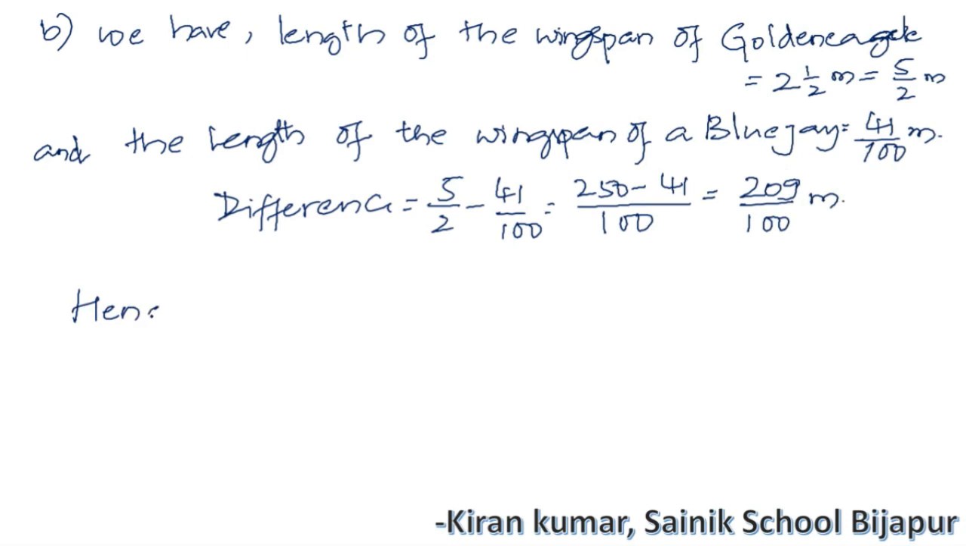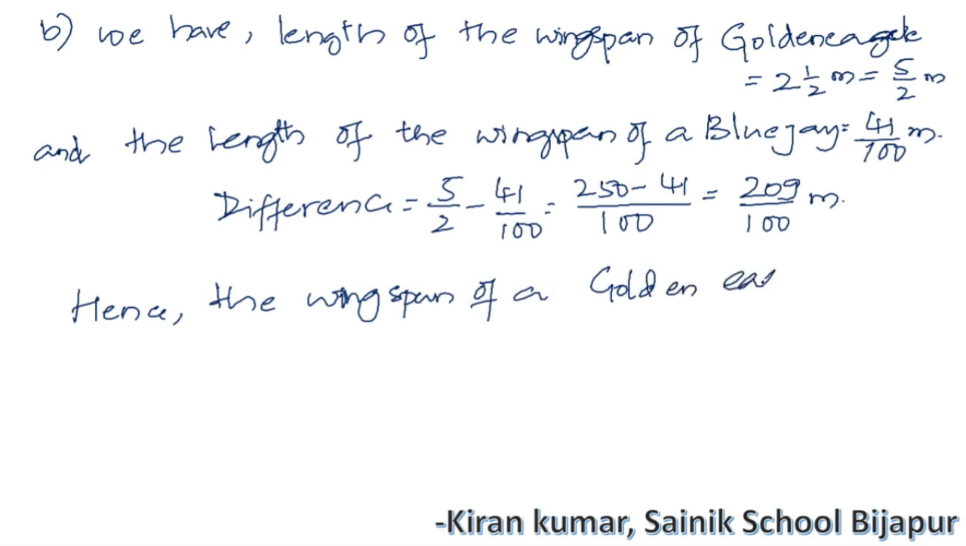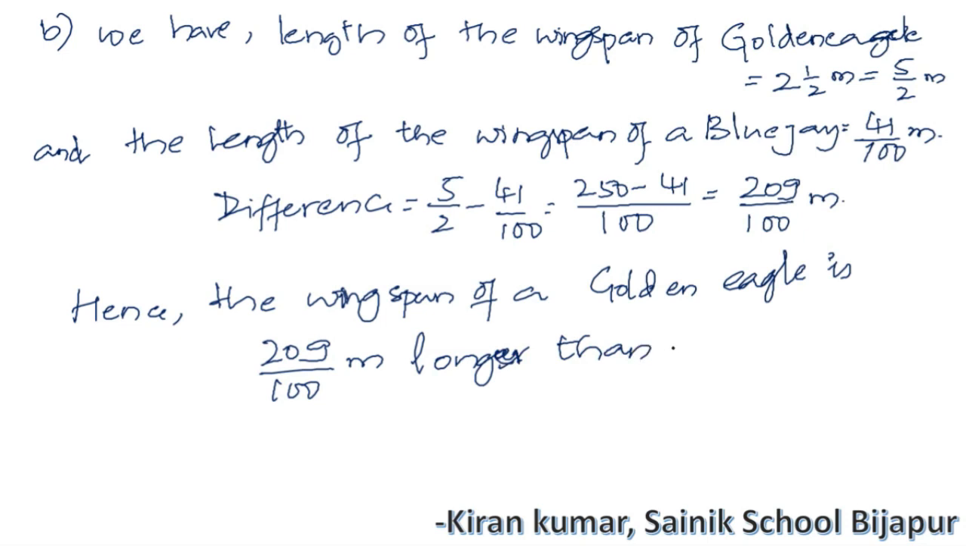Hence, the wingspan of a golden eagle is 209 upon 100 meters longer than the wingspan of a blue jay.